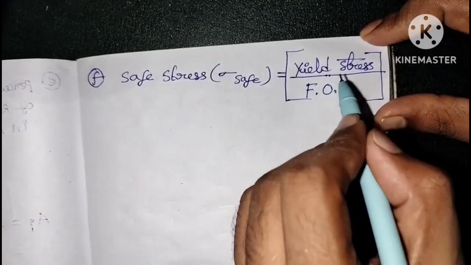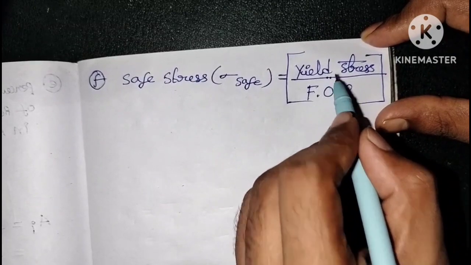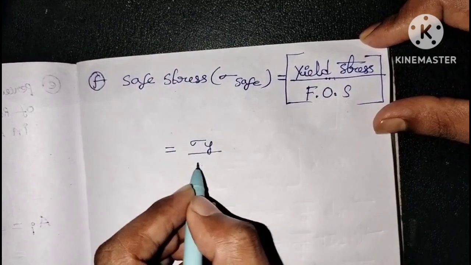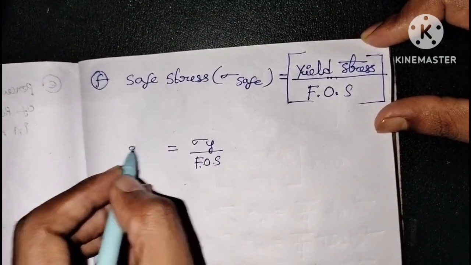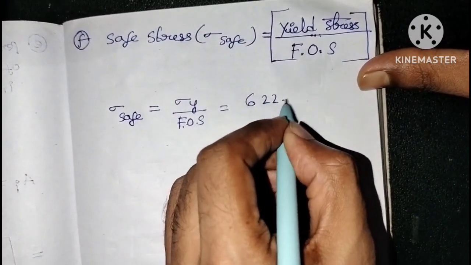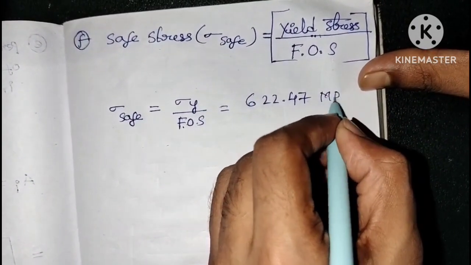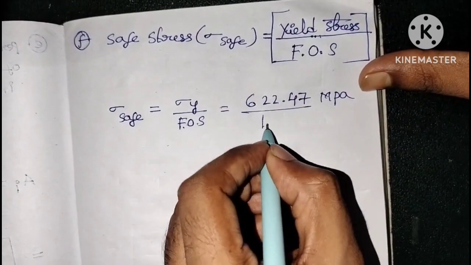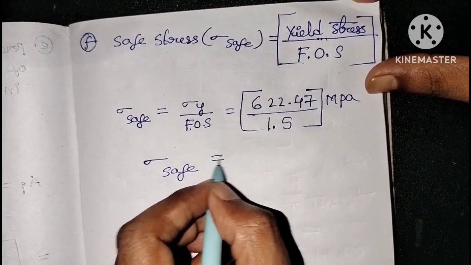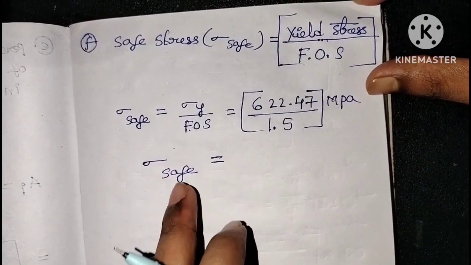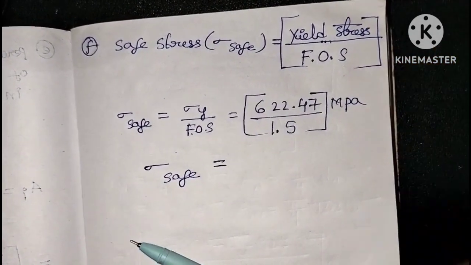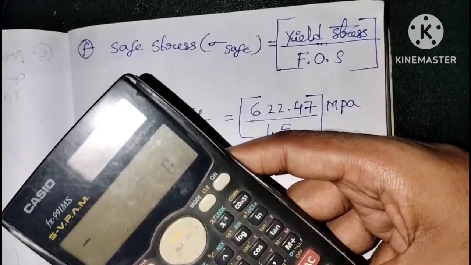So safe stress is the stress calculated at the yield point, the stress developed at the yield point. The yield stress we got is sigma y, divided by factor of safety. Yield stress is 622.47 MPa, or Newton per meter square, and the given factor of safety is 1.5. Calculate this and you will get sigma safe. This tells us how much stress we can apply without the material failing.